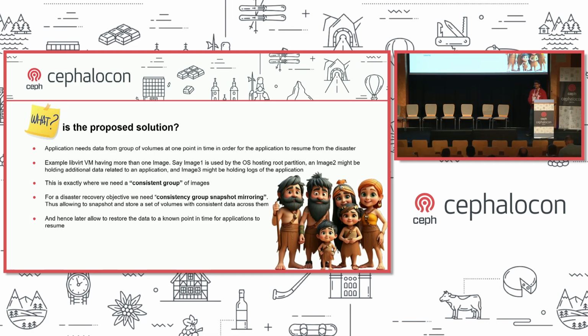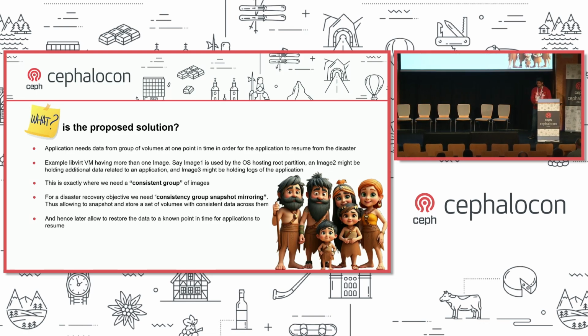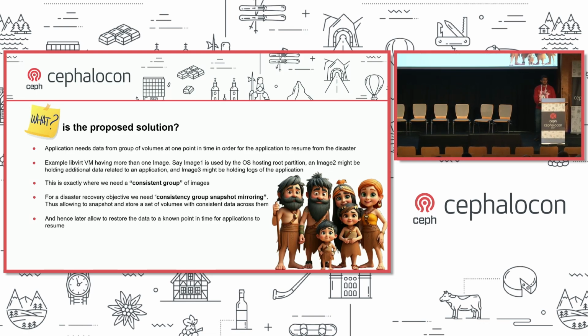We'll go to that in a moment. But let's take an example of a libvirt VM, where you might have three images: image 1, image 2, and image 3. Let's say image 1 is occupied with your root file system content, and image 2 is used for your application to persist its own data. And image 3 is where, let's say, you are doing logging.